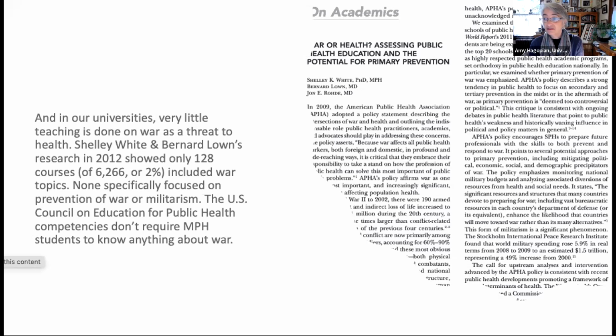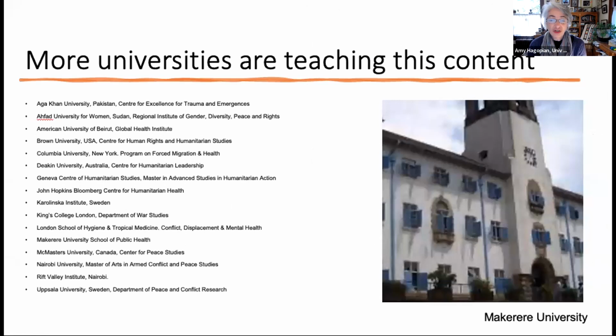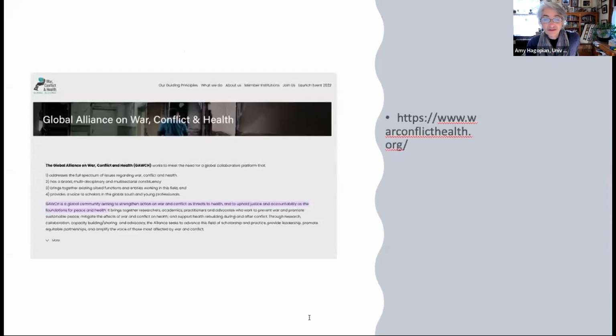It's not among the accreditation competencies for public health students, despite being a leading cause of morbidity and mortality. Nonetheless, we've done an inventory of universities teaching war and health courses or material across the globe, and it's not inconsiderable. It would be good to have an official directory somewhere, perhaps on the website of the Global Alliance on War, Conflict, and Health, which Barry earlier mentioned. And here, by the way, is a way to reach the Global Alliance if you'd like to go to that website.